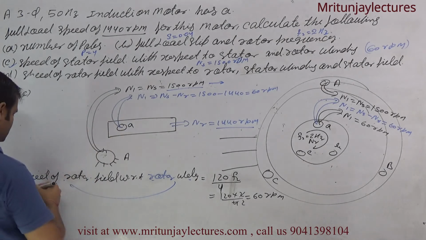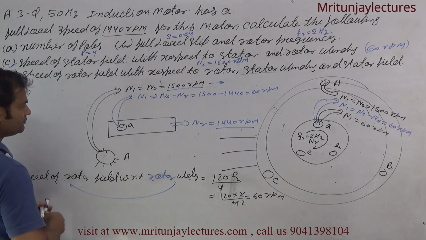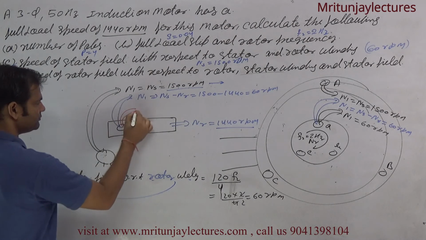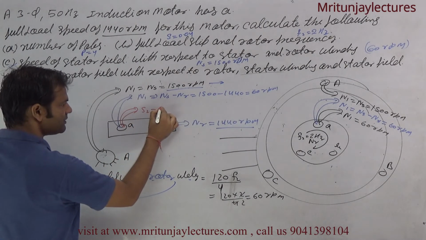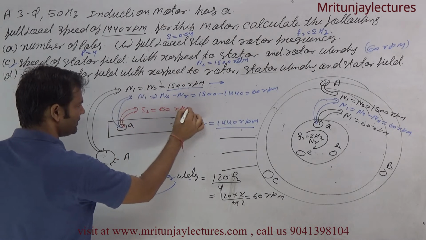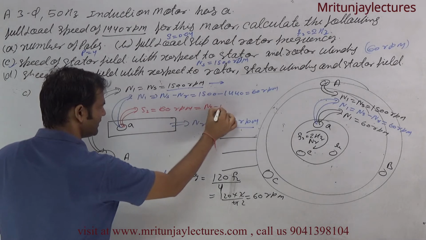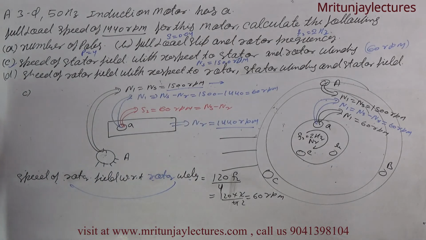That is S2, that is 60 rpm. Clear? That is ns minus nr.